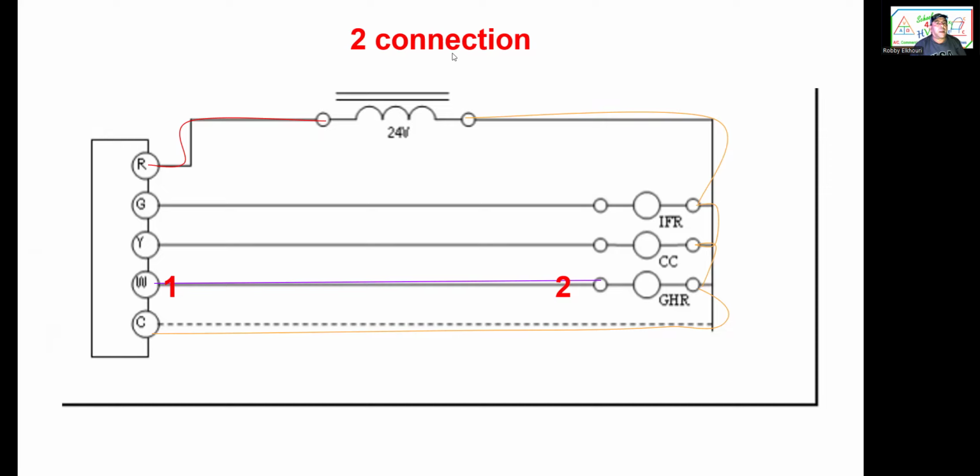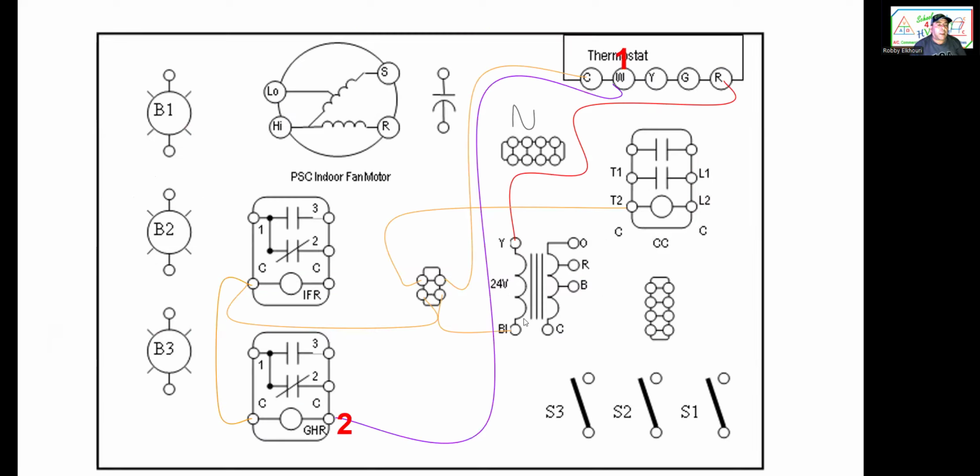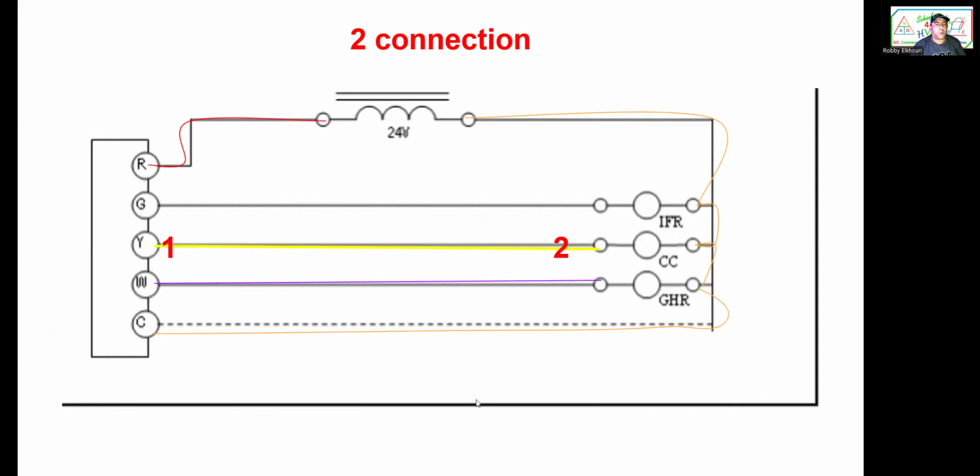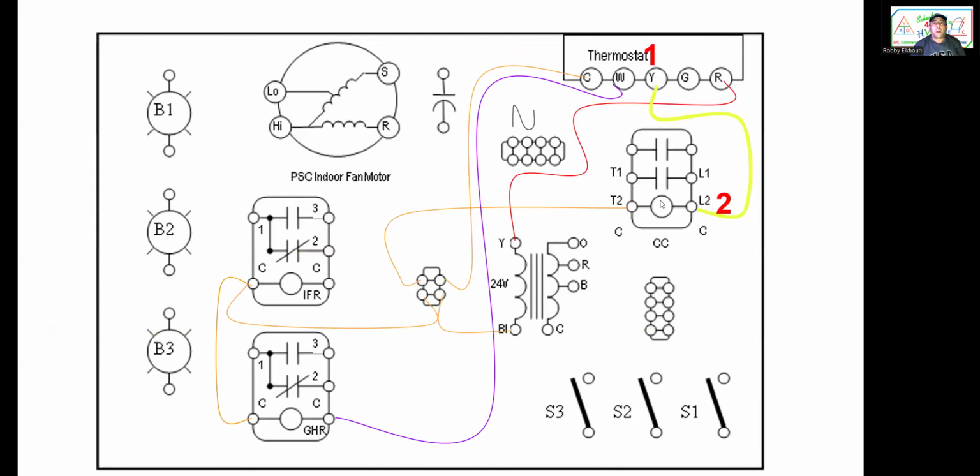Okay, now next, 2 connections, the W for heat, easy. W goes to the heating relay, the gas heating relay. There we go. Connection between W, the purple, to 2. Next, cooling relay connects to the compressor contactor. Yellow, 1 to 2. 2 compressor contactor right here.